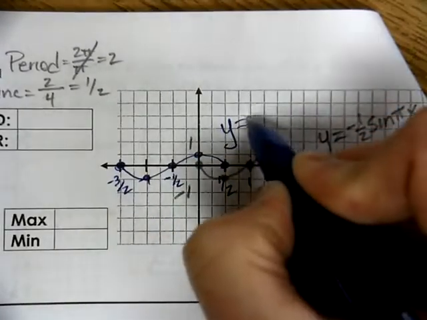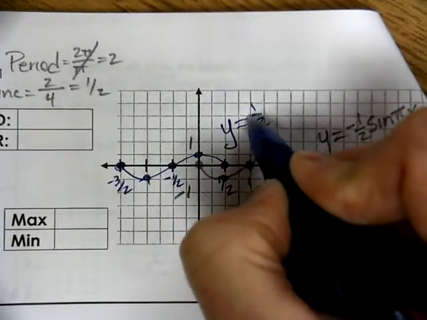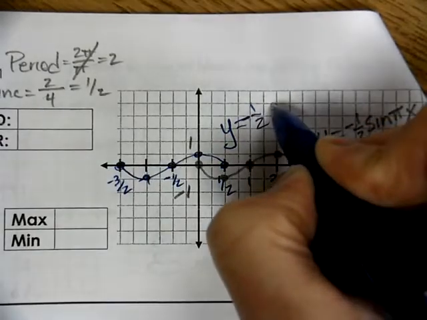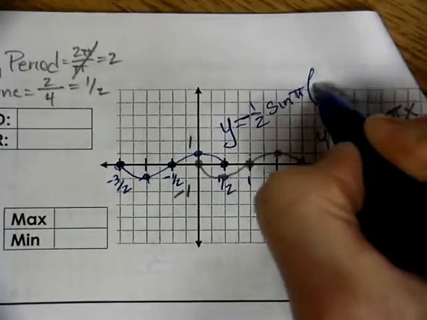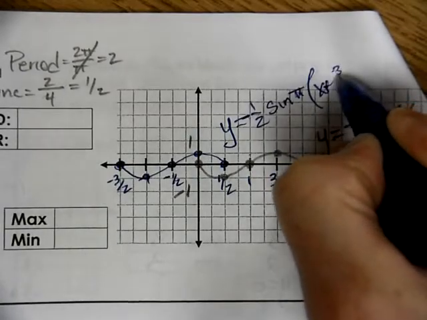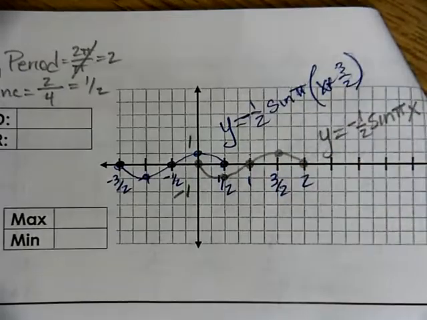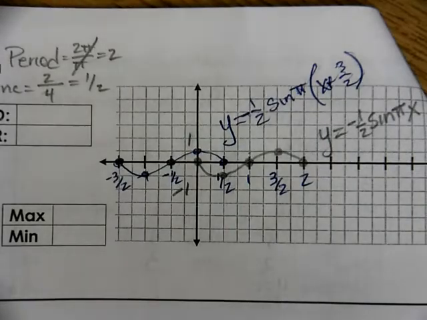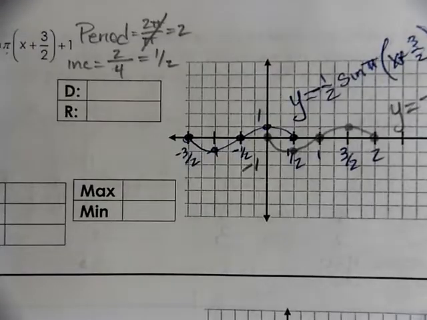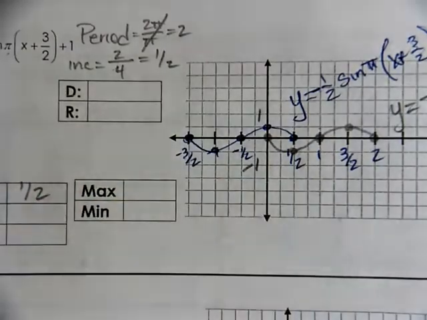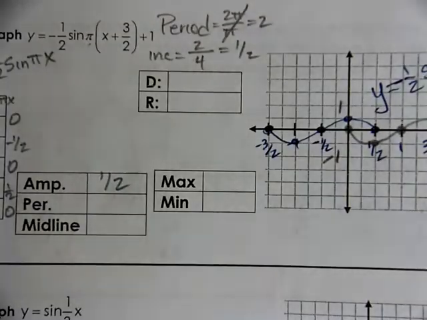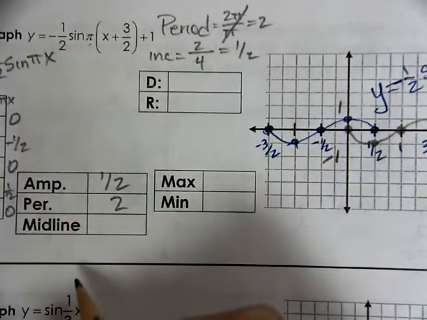So we have y equals negative 1/2 sine of pi x plus 3 halves. The amplitude is going to be the absolute value of the a, so it's a half. The period we calculated is 2.